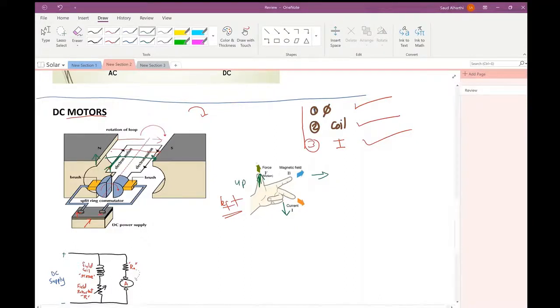Since a force is introduced, that means if you push something, that thing will move, right? So if we put a mechanical force on the wire, it will move. And this other wire also experiences a force, in the opposite direction. So I will end up with a rotation. This rotation is the mechanical energy, or the output of the motor.